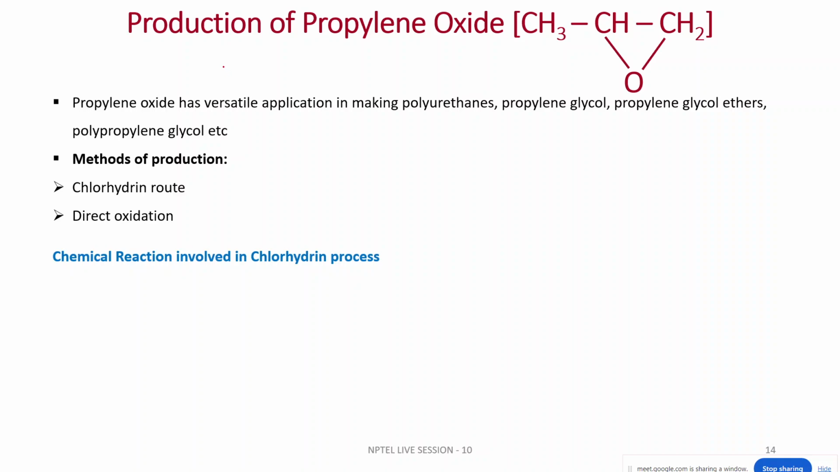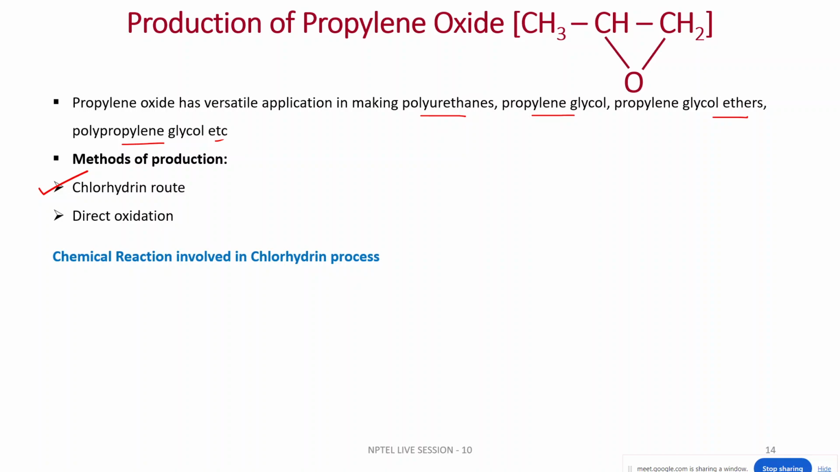The next process we are going to discuss is the production of propylene oxide. Propylene oxide has versatile application in making polyurethanes, propylene glycol, propylene glycol ethers, polypropylene glycol, etc. The methods of production for propylene oxide are the chlorhydrin route and direct oxidation. We will be discussing the first method for production of propylene oxide.